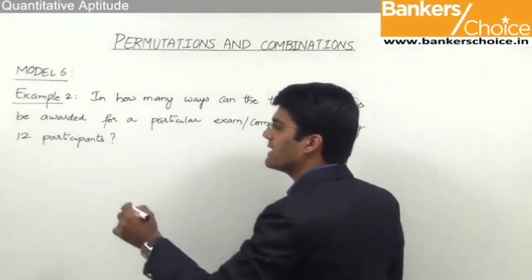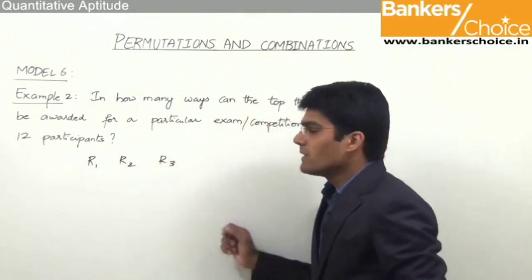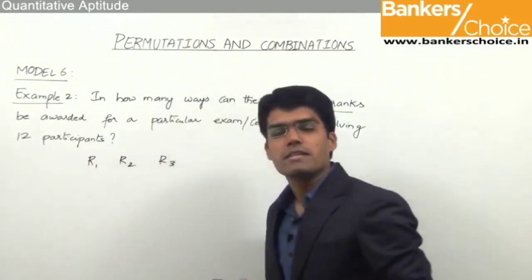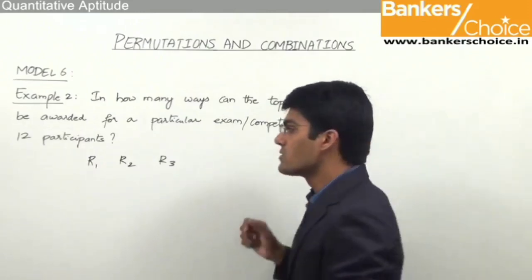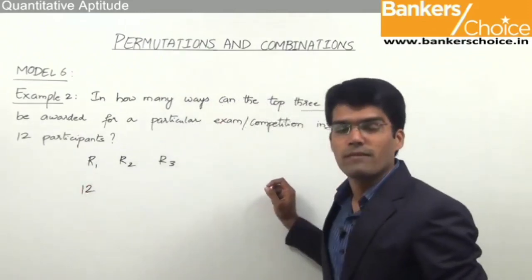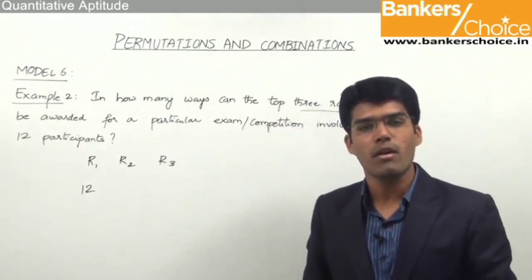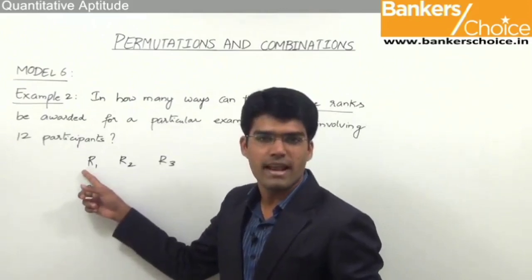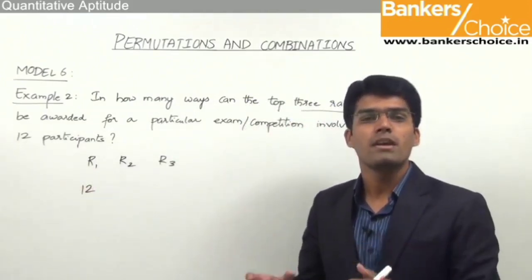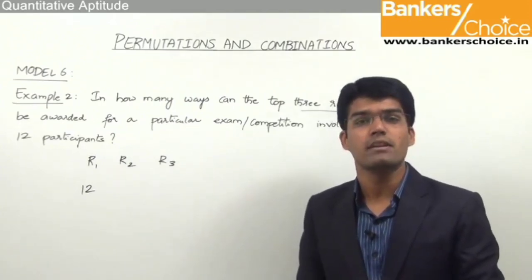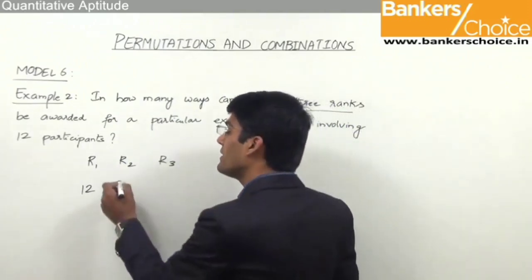Now here, there are 3 ranks: rank number 1, rank number 2 and rank number 3. The first rank can be given in 12 different ways. Why? Because there are 12 different participants, so any of these 12 persons can get the first rank. Now the second rank can be allotted only in 11 different ways. Why? Because the person who has already won the first rank cannot compete for the second rank now. He's already got the first rank, so the second rank is available only for any of the remaining 11 persons. So the second rank can be given in 11 ways.